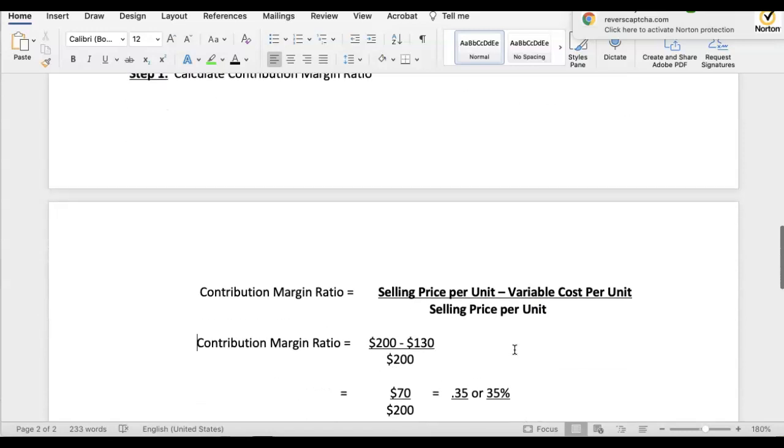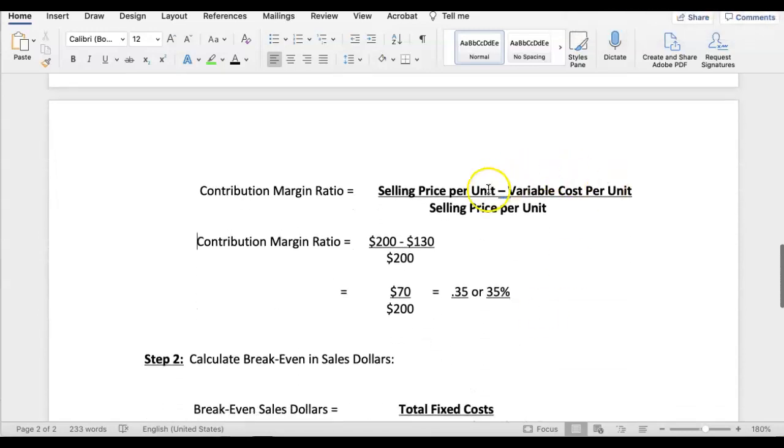So this is the formula for contribution margin ratio. It's the selling price per unit minus the variable cost per unit. So in the problem, we're given the selling price, which is $200. The variable cost per unit is $130. So 200 minus 130, and then the selling price, so we divide that answer by $200. So $70 divided by $200 equals 0.35, or we could say 35% is the contribution margin ratio. So that was step one.